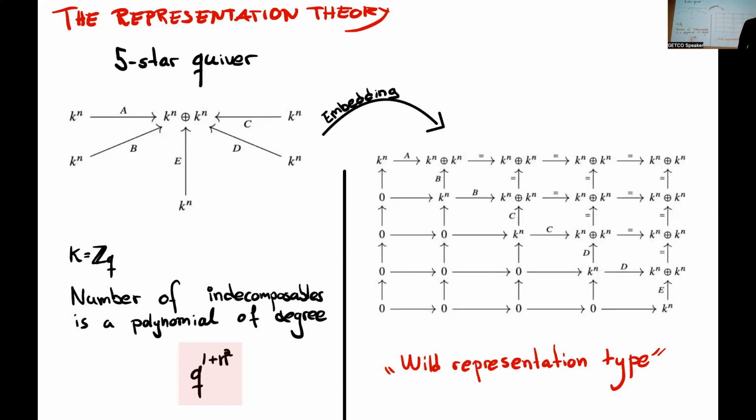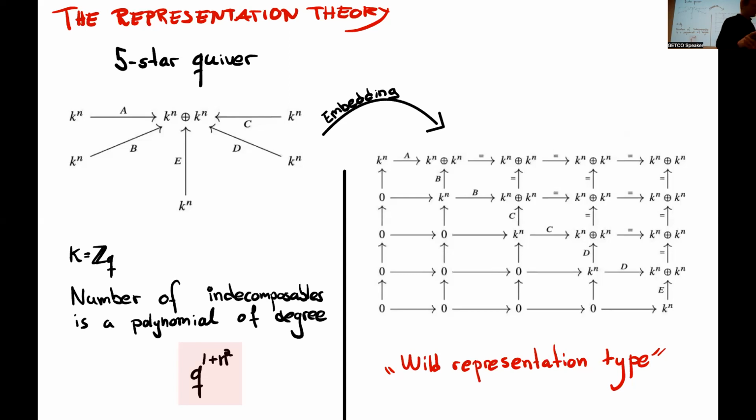Sorry, Magnus, there was something I don't understand. What is the variable here? When you say it's the polynomial, with respect to which parameter, n? Oh, sorry. Yeah, it's a polynomial in Q of degree 1 plus n squared. So the degree is 1 plus n squared. Yeah, sorry.